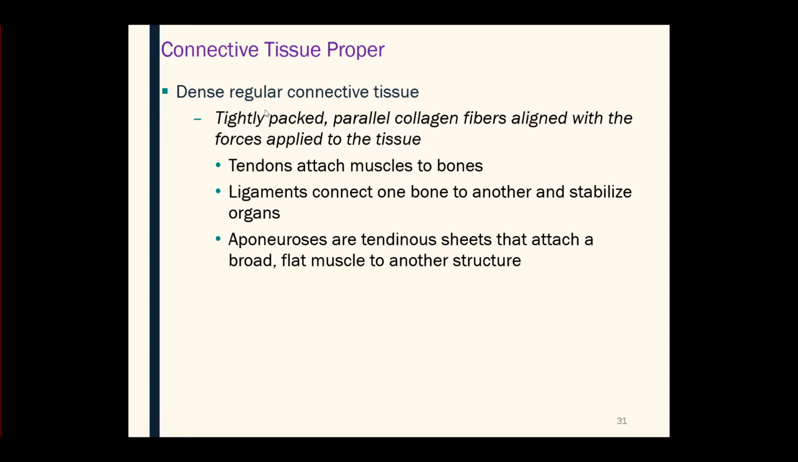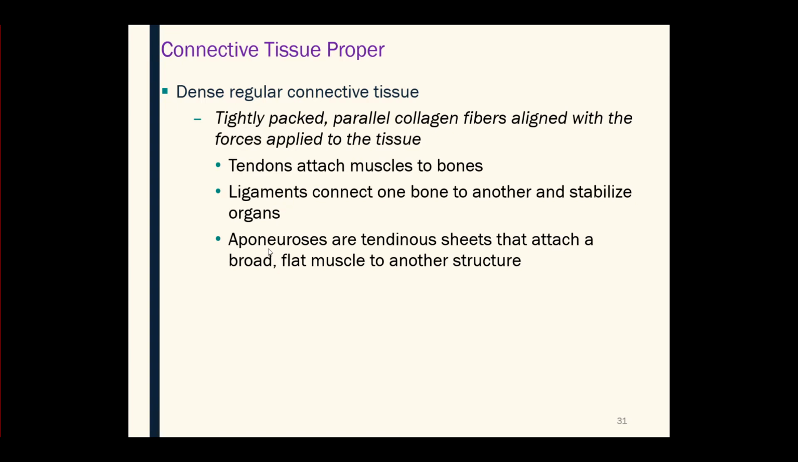So let's look at dense regular connective tissue first. This is tightly packed parallel collagen fibers aligned with the forces applied to the tissue. If you were to look at this under the microscope, and I'll show you a picture, you would see bundles of collagen all running in the same direction. And the places that we see this, guys, are in our tendons, and our ligaments.